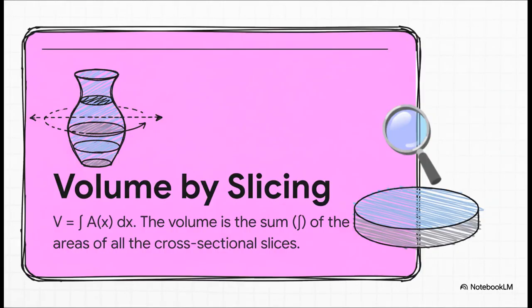And this formula? It's just the fancy math way of saying what we just did with the bread. The volume V is equal to the sum of the areas A of all the slices. That squiggly symbol, the integral, is basically just a stretched out S for sum. We're literally just summing up an infinite number of impossibly thin slices.